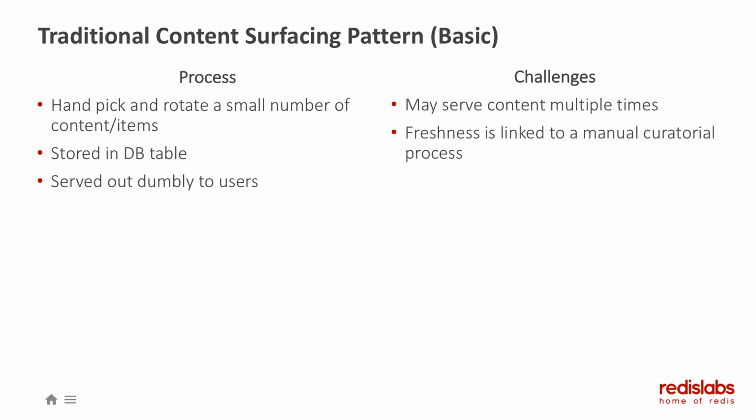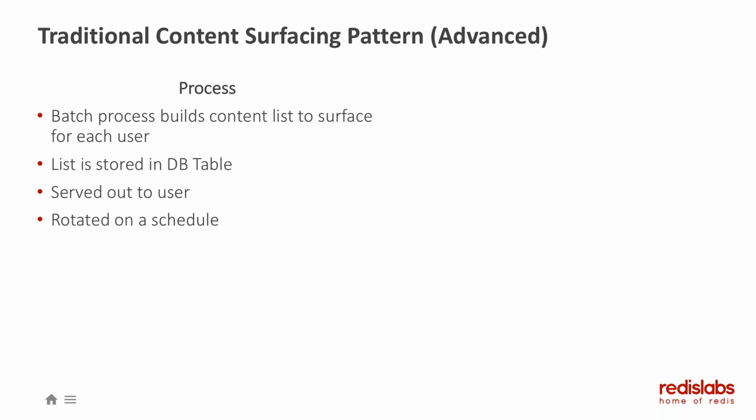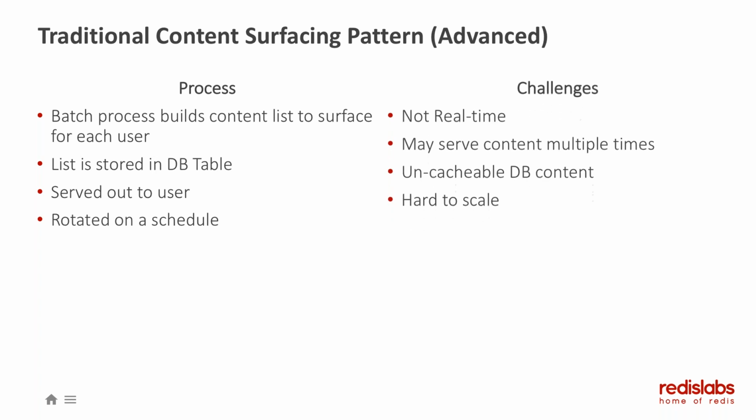So let's take a look at a little bit more advanced but not smart way of doing this. You have a batch process that builds a list of content for each user. So you have 1 million users in your web service, and you would say, okay, we know that user A likes items 1, 2, and 3, and then you store that in a database table. And then you serve that out to a particular user, and you rotate that. Okay, so that's better, but it has some challenges as well.